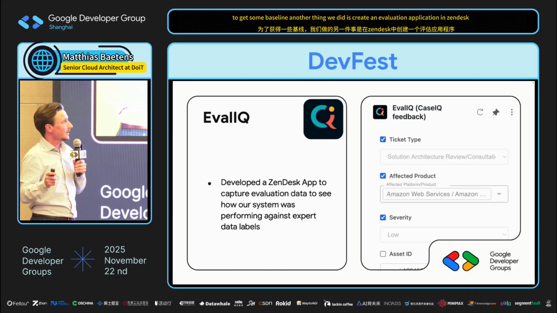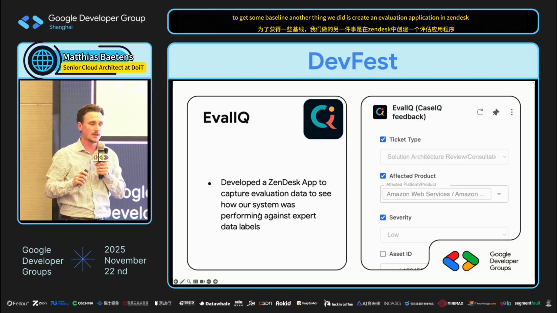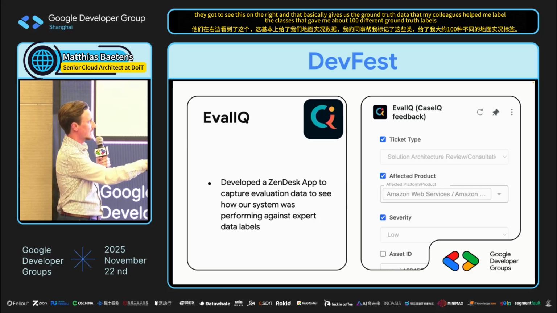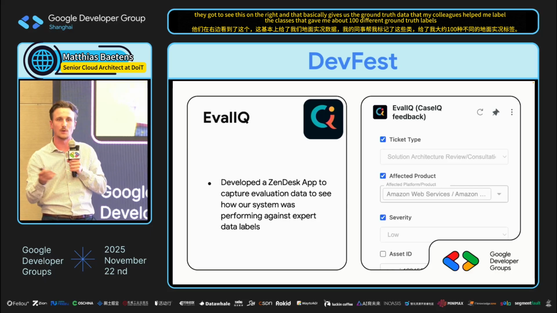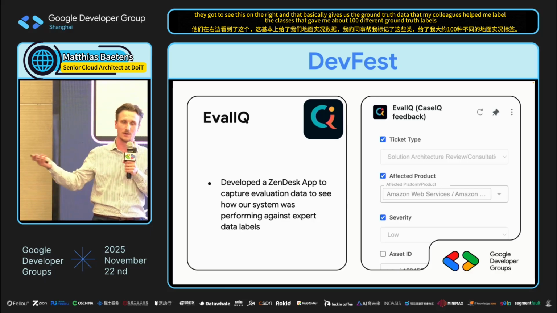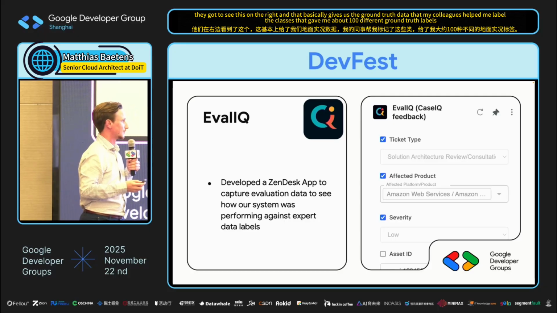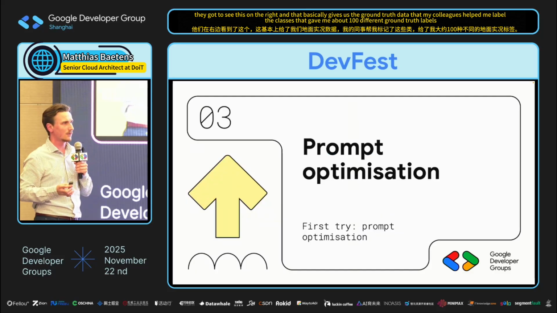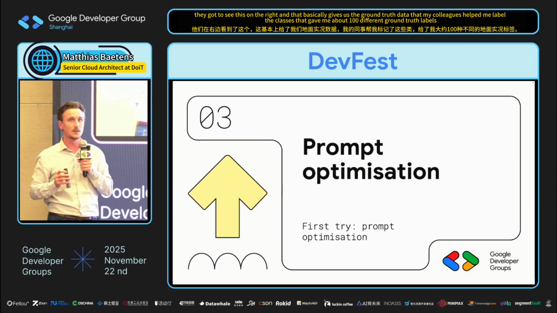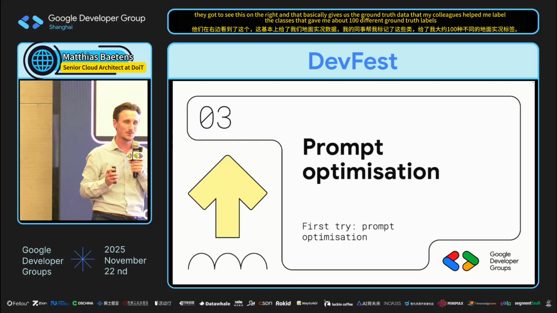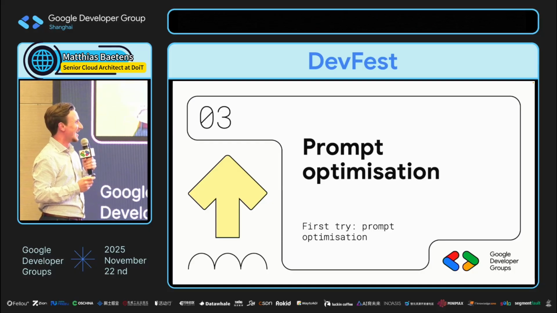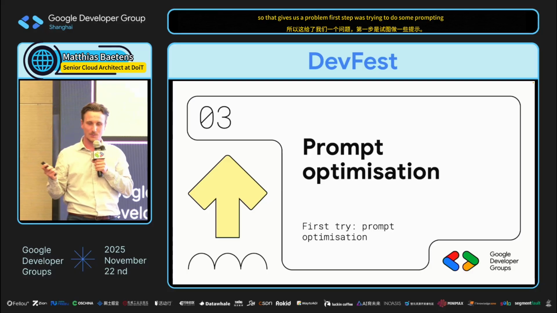To get some baseline, another thing we did is create an evaluation application in Zendesk. So when somebody was serving the request, they got to see this on the right. And that basically gives us the ground truth data that my colleagues helped me label the classes. That gave me about 100 different ground truth labels, which we will see later was problematic. So that gives us a problem.